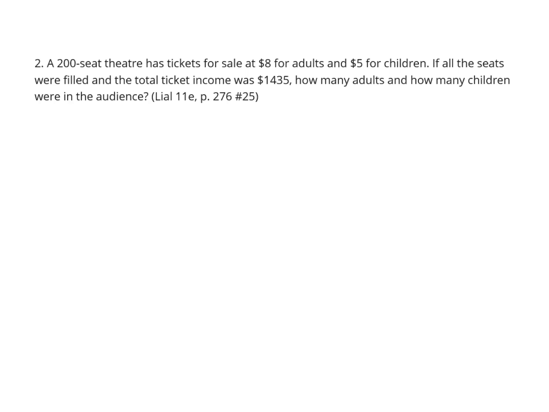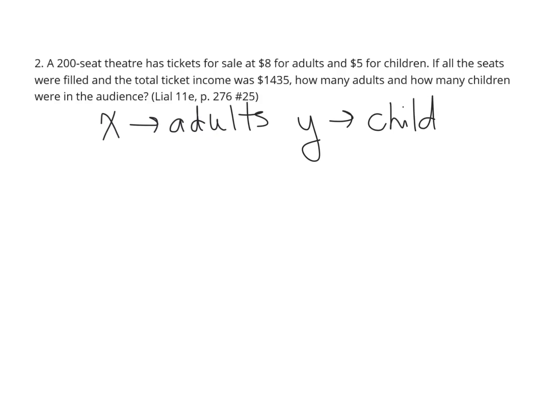So we have two situations here. We have simply the attendance, and we know that the theater was full, there were 200 seats full, and they were filled with both adults and children. So if we say X represents the number of adults, Y the number of children, we can set up an equation representing the attendance. So X plus Y must equal 200, the seats in the theater.